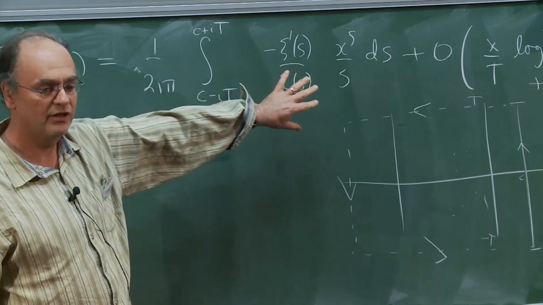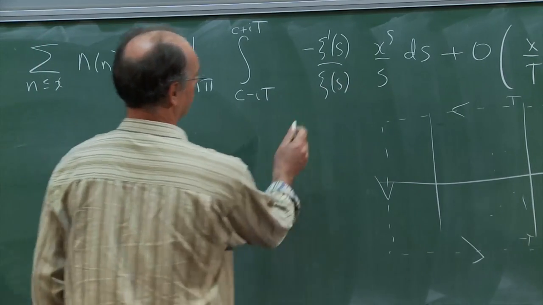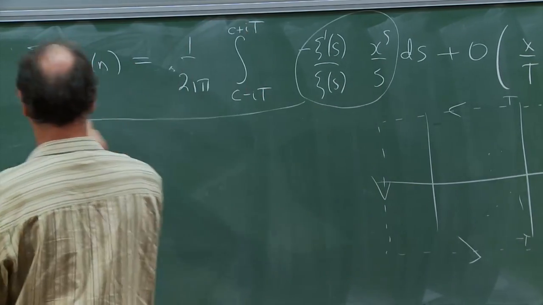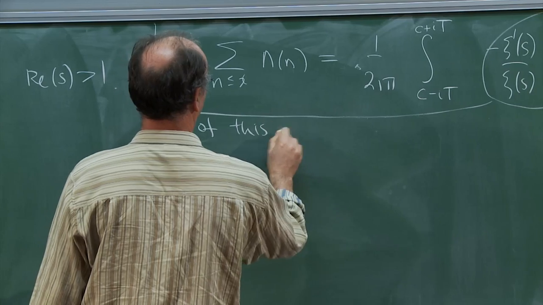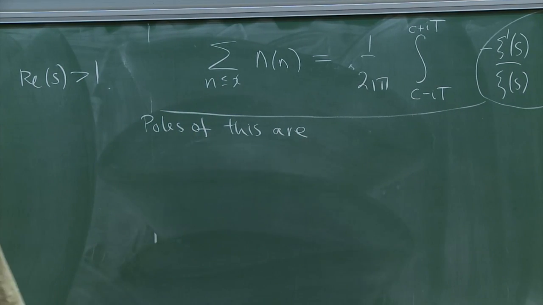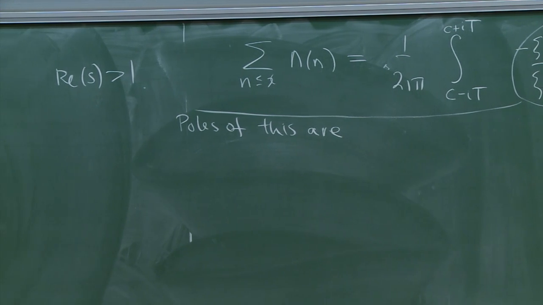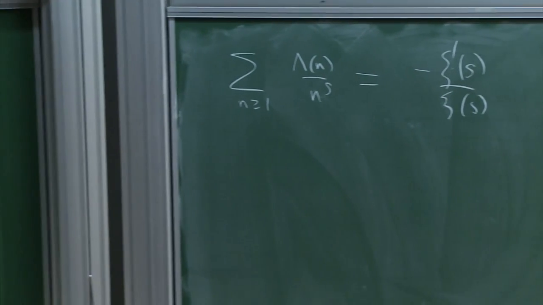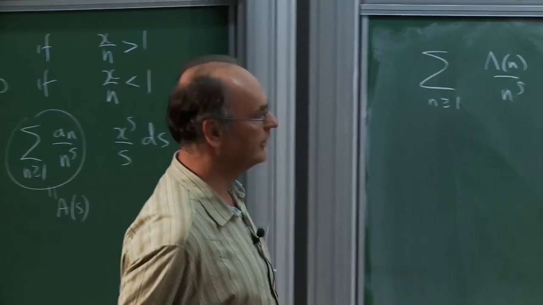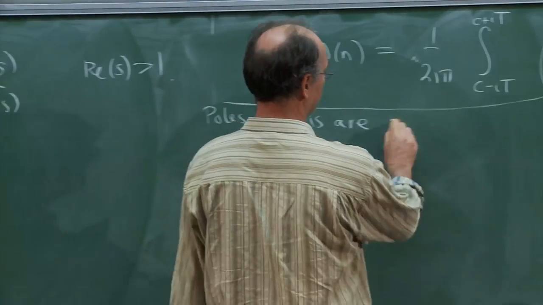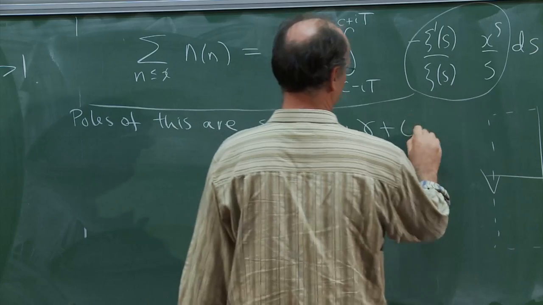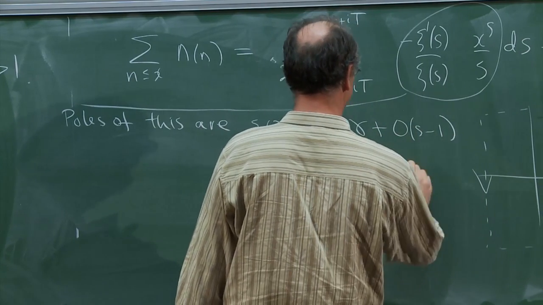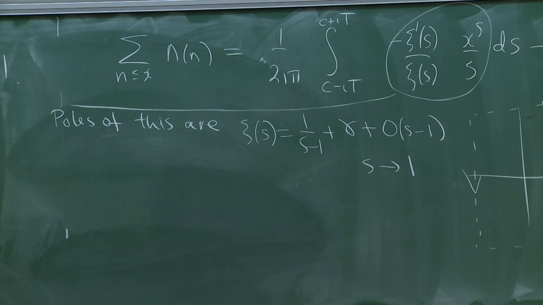But let's just think about the poles of the integrand. So what are the poles of this? Well, the Riemann zeta function, I'm not going to get into this, but as I hope you know, is meromorphic. It's got a pole of order 1 at s equals 1. It's the only pole. So at s equals 1, zeta of s looks like 1 over s minus 1 plus gamma plus something, when s tends towards 1. Okay, that's the expansion for zeta. And so that's the only pole.